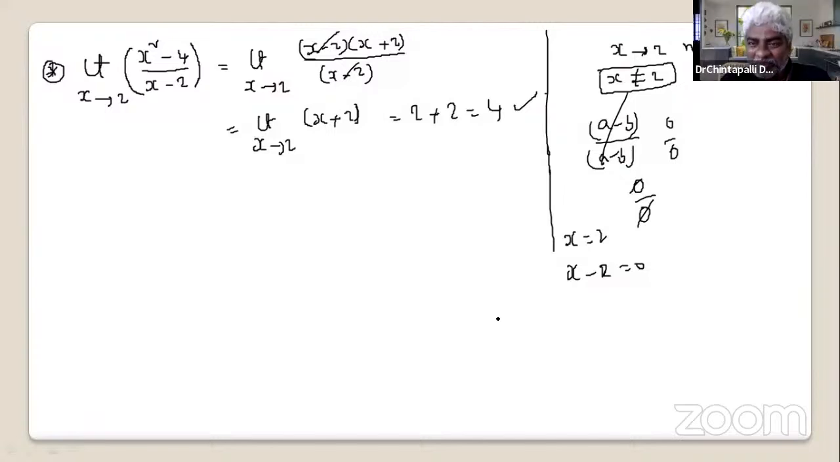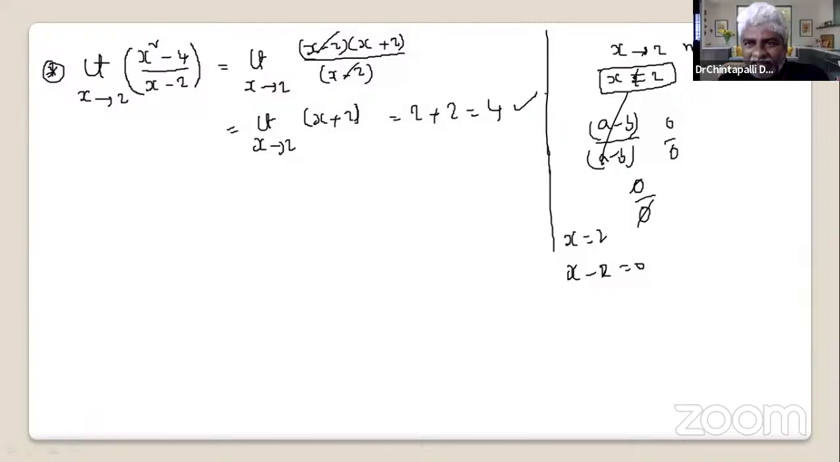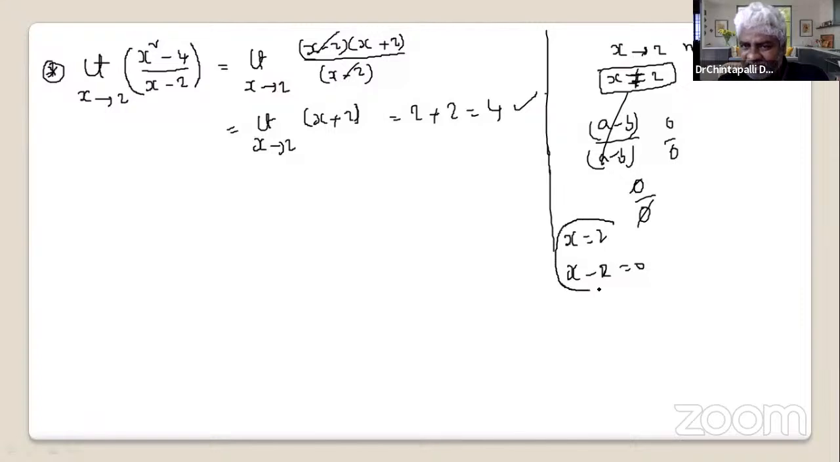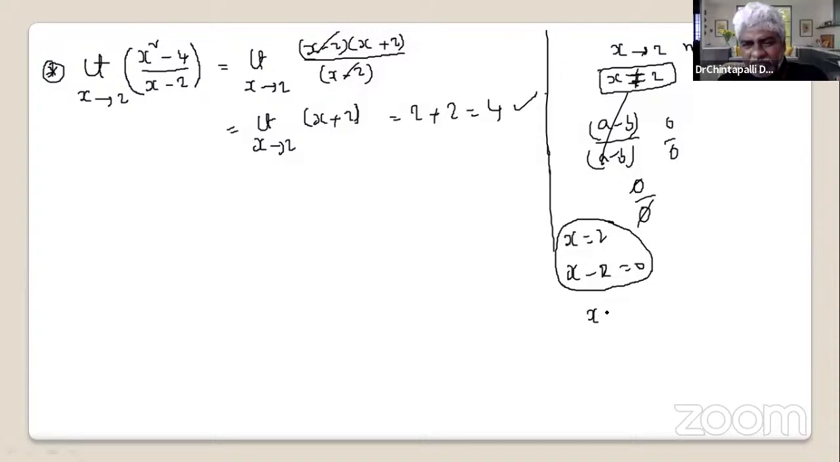x tends to 2 means x approaches 2, but never is 2. That means x is not equal to 2. That means we cannot think like x is equal to 2; x approaches 2. Then x minus 2 is not equal to 0. But x minus 2 is a value nearby 0, like 0.0000. So the values of x are not exactly 2.